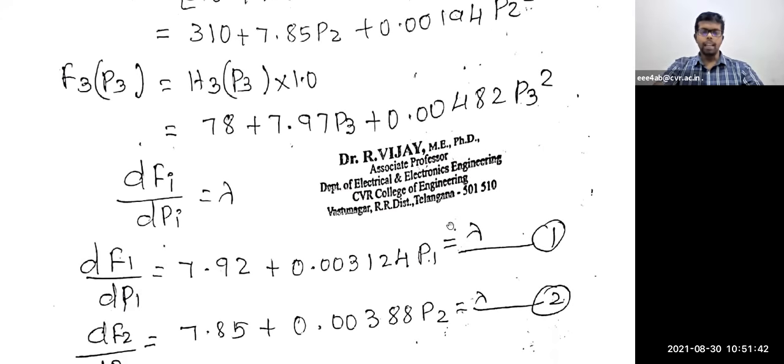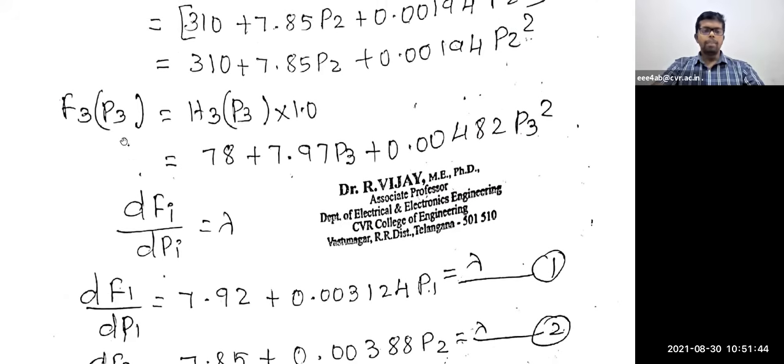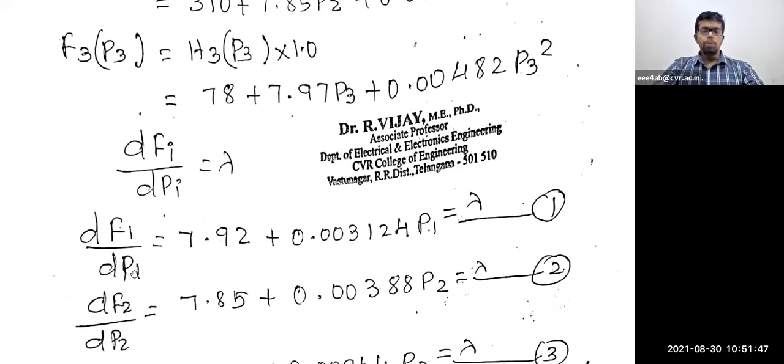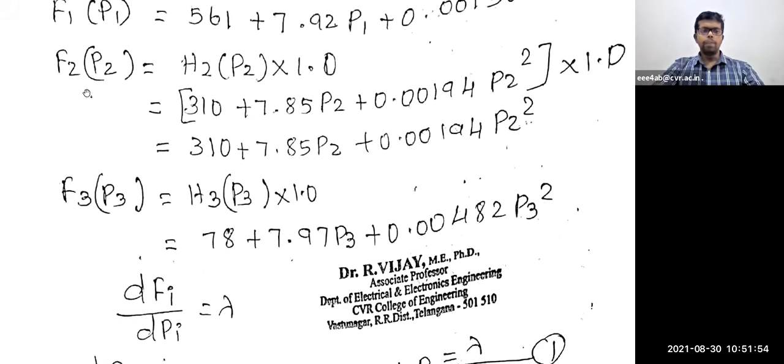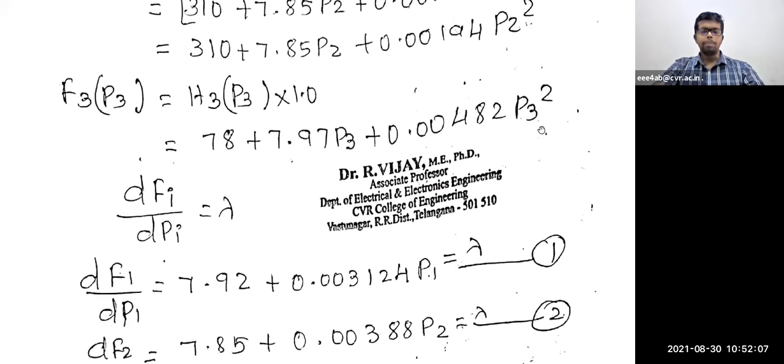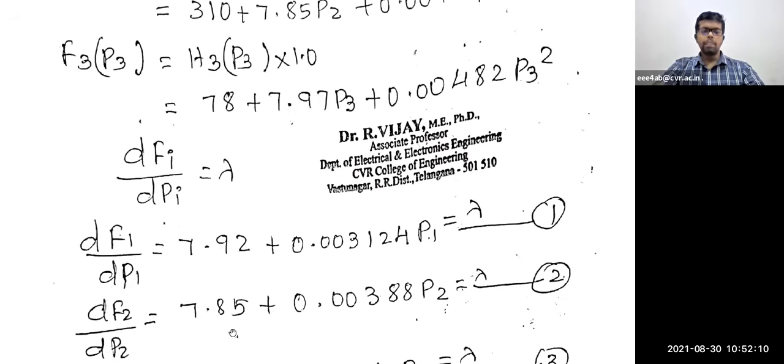Okay, for easy understanding. Next, similarly, we have to differentiate the fuel cost 2 with respect to P2 and equate it to lambda. So what is the equation? F2 of P2 is equal to 310 plus 7.85 P2 plus 0.00194 P2 square. So similarly, we need to differentiate and equate it to lambda. So here you see 7.85 plus, if you differentiate, 0.00388 P2, that equals lambda.